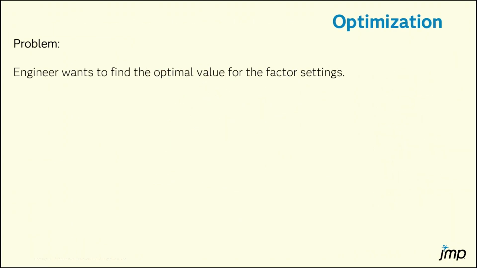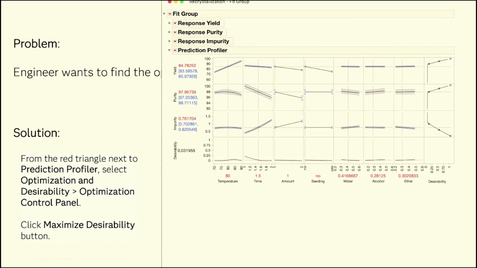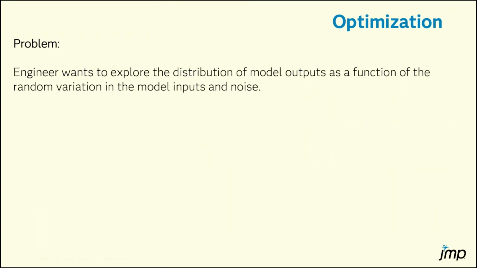So if we want to do this optimization, we're going to go to the prediction profiler. We're going to choose optimization and desirability. We get a control panel, and then we'll click the maximize desirability button in order to actually accomplish this. I'm going to just skip the videos and just show you this in the demo.